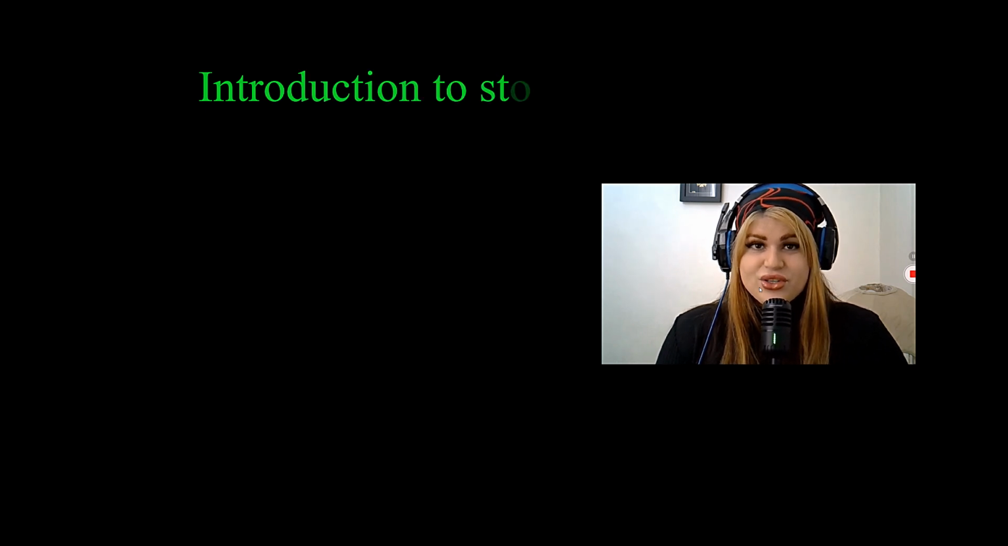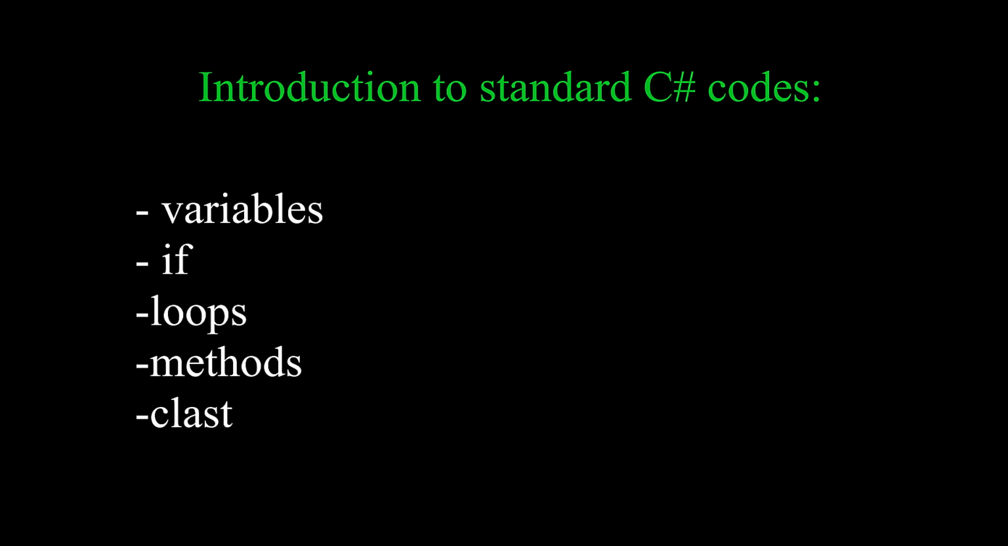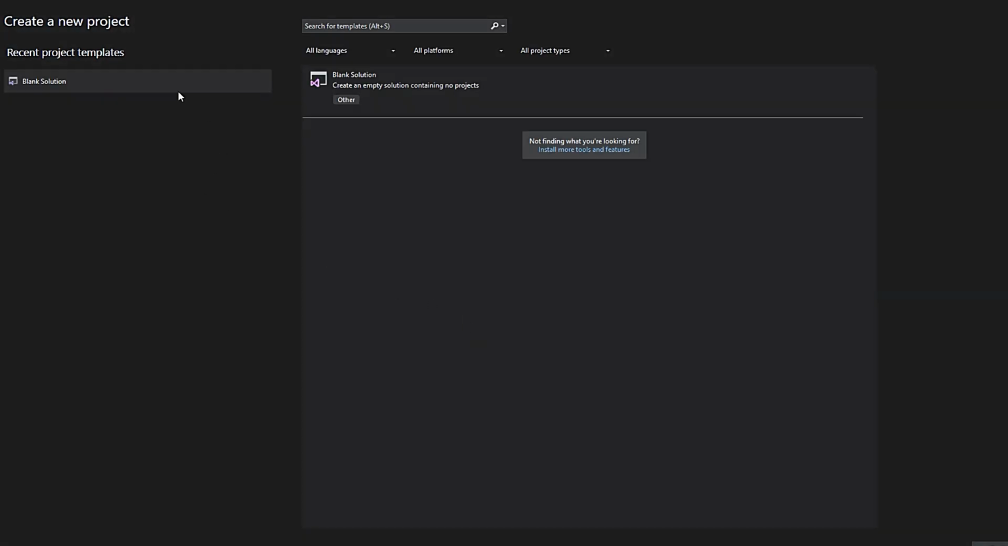In this session, we're going to practice on the standard C# code, like the variables, the loops, the if statement, the class, and so on. So you don't need to open Unity, just open Visual Studio from your Start tab and search for Visual Studio that you have, and then go to create a new project.